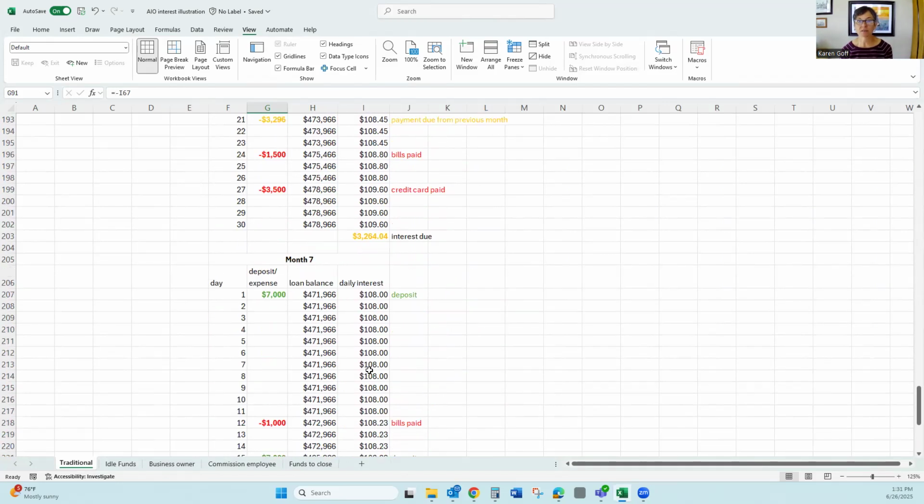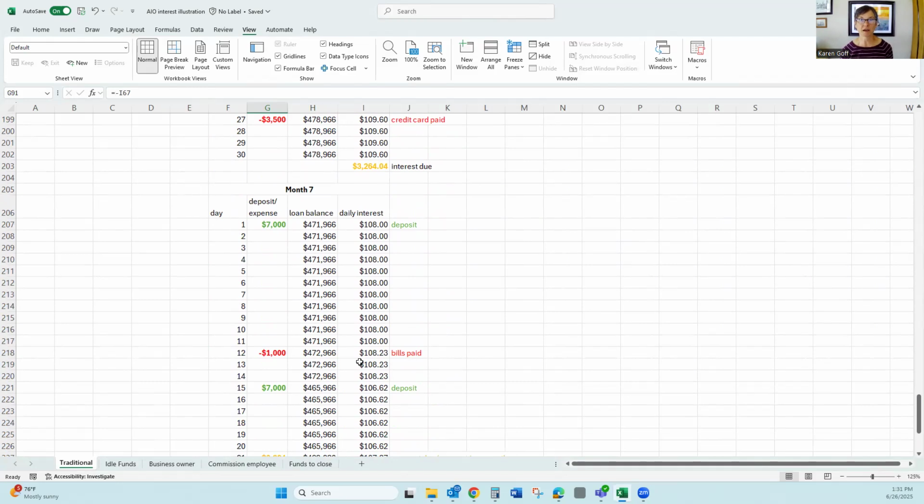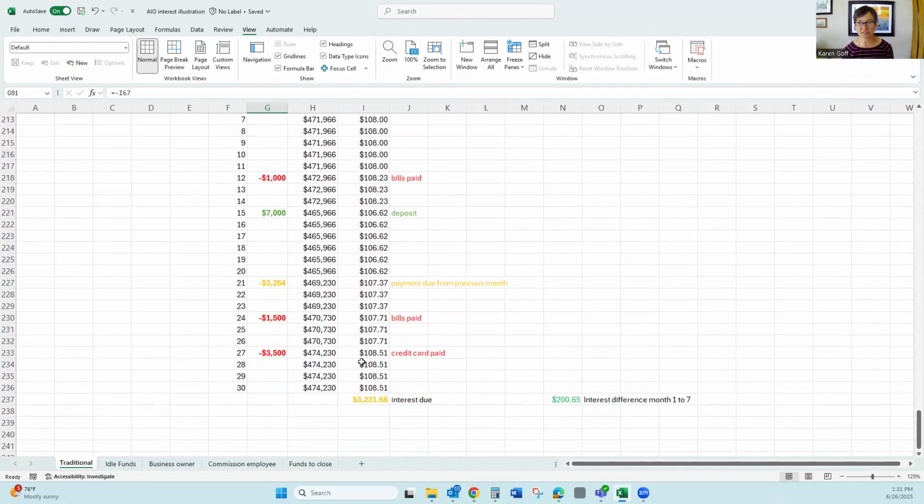I went ahead and ran it out to month 7, so 6 months of making payments this way, of cash flowing through the account and doing your expenses. And at the end of that, their interest due payment was $32.31. So the amount that the interest due payment decreased in that 6-month period, basically 6 months of cash flowing, was $200 of that interest payment difference.